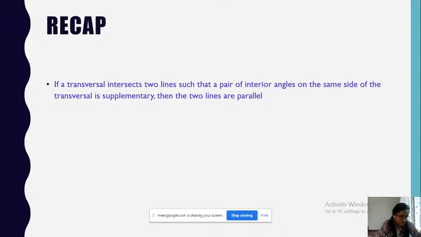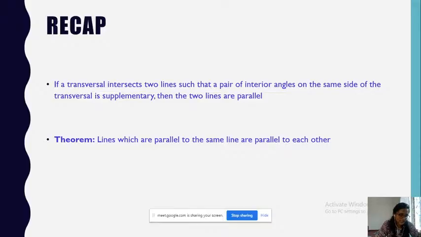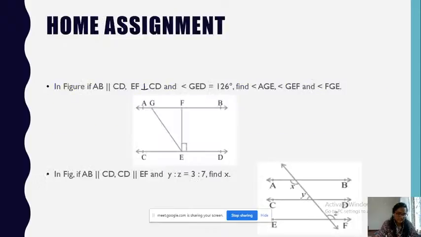Now, Dhanush, can you read the next theorem which we have discussed today? Yes, ma'am. Lines which are parallel to the same line are parallel to each other. Yes, lines which are parallel to the same line are parallel to each other. These are all simple things, but here we state this as a theorem, so we can apply it to every problem. Okay. Now your home assignment.